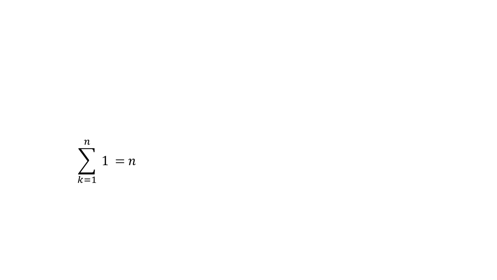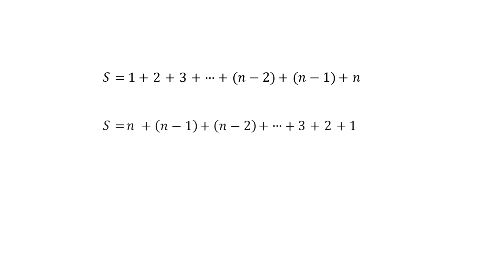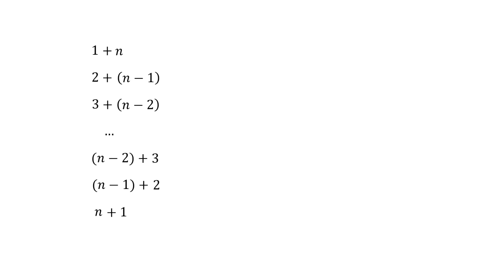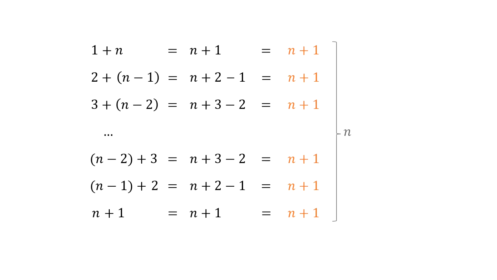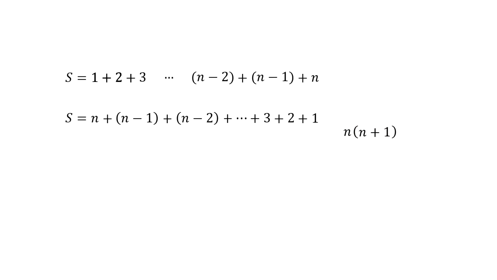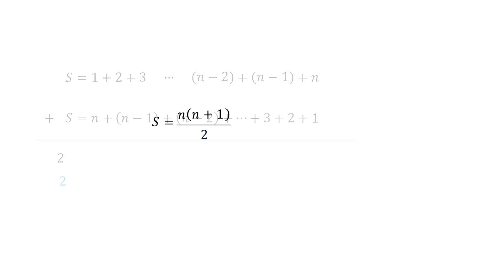We've looked at the sum of 1, the sum of any number. Now it's time to see the sum of the sequence of numbers k. Let's call it s and write it in reverse order. Now let's sum these parts. I'm adding each term, so you can clearly see that the result of all sums is always the same, n plus 1. How many terms do we have? n. So, we can multiply this result by n. Divide both sides by 2, and we get this formula.